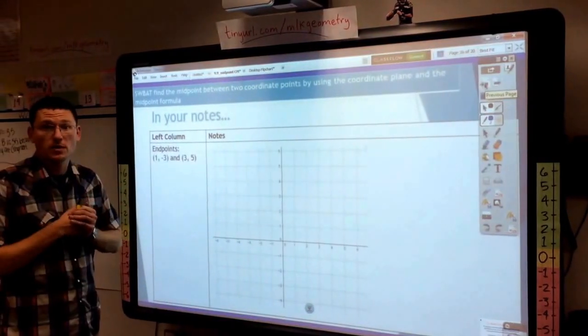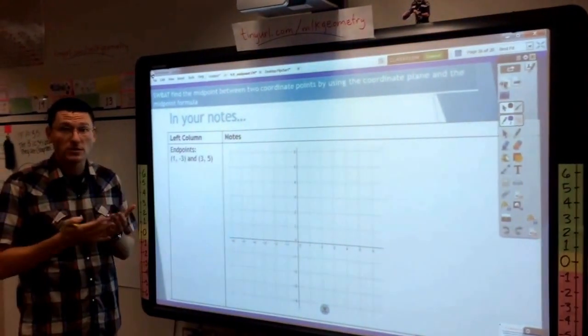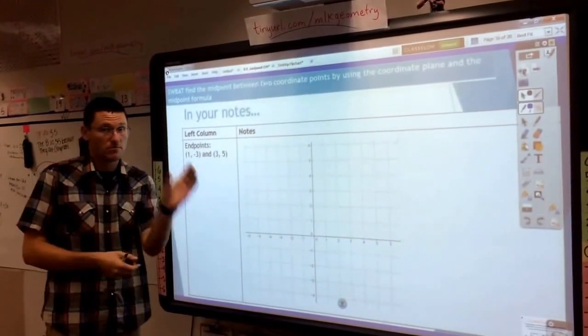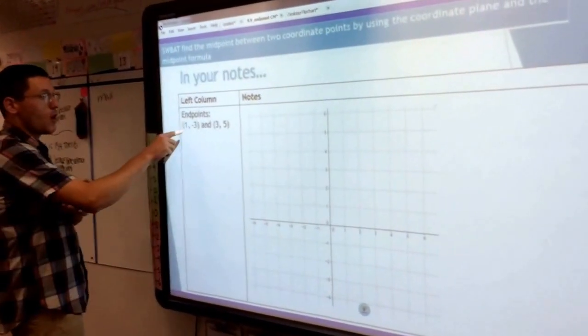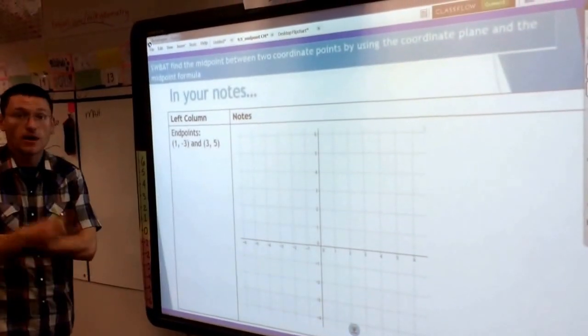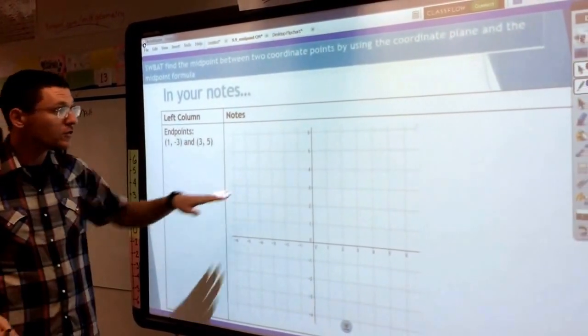All right, guys, so today we're going to be talking about midpoints, okay? And midpoints are exactly what they sound like. It's just the middle point, okay? So if we want to find the midpoint between the two endpoints, (1, -3) and (3, 5), there's two different ways we can do that. The first way is very simple.